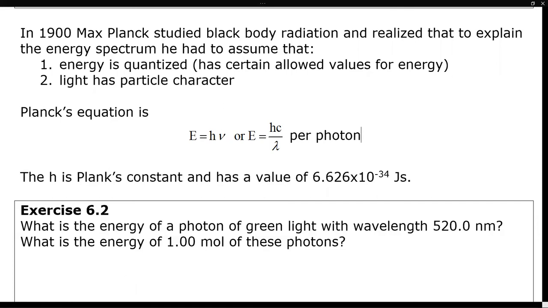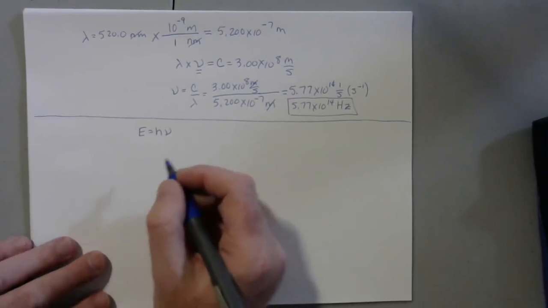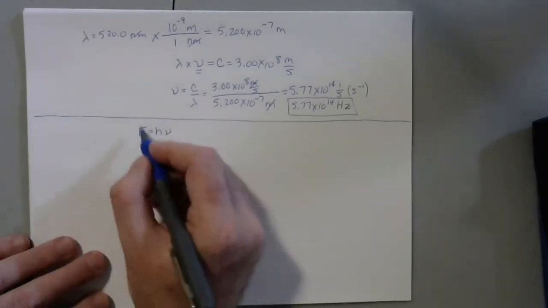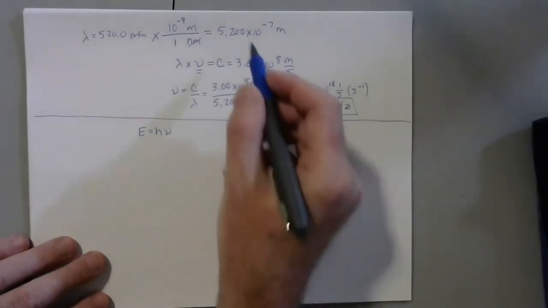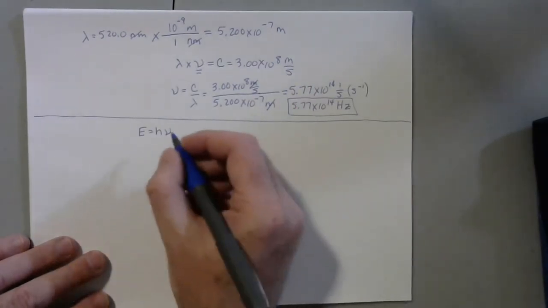Which brings us to the next question. If we got that same green light, 520 nanometers, we want to know what the energy of 1 mole of those photons is. Okay, this problem plays off of the last one, so I left it visible. We just calculated that frequency. You can calculate it either from the frequency or the wavelength. It doesn't matter which. Since we just calculated frequency, I'll go ahead and use it.